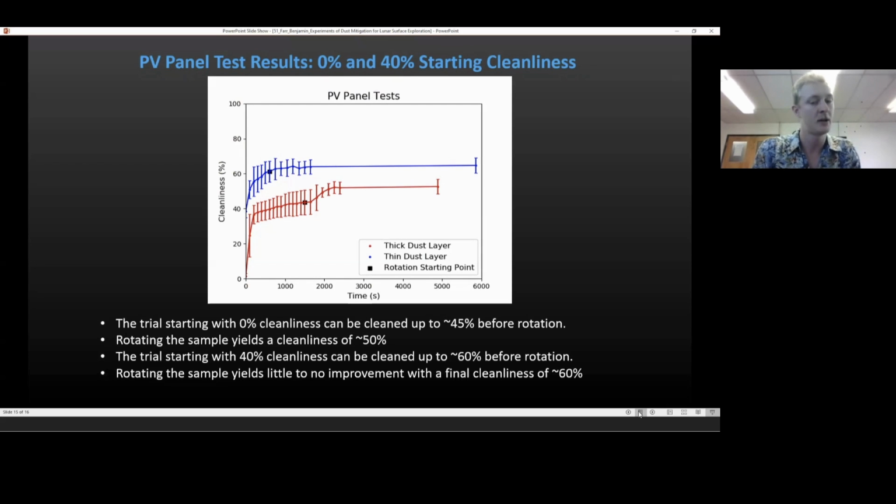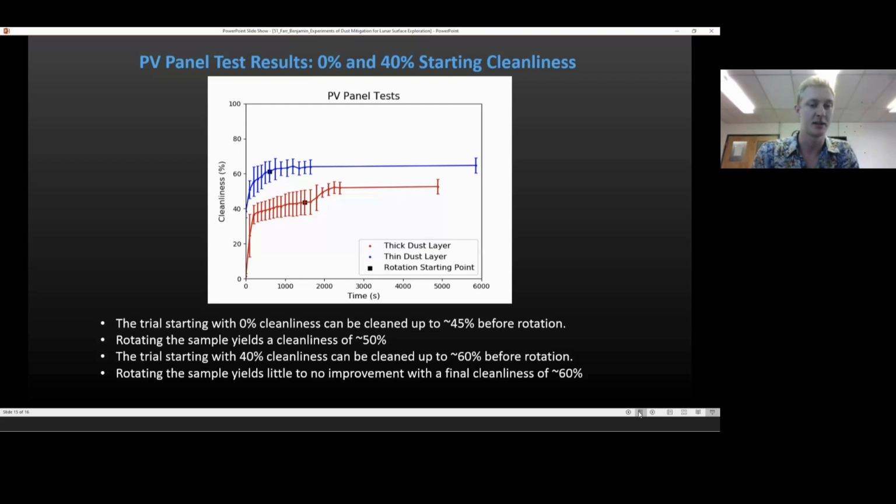And then the solar panel was a little bit more troublesome. We found it to be very, very sticky. So for the thick dust layer, we saw that before the rotation, we got to about 42%, and then the rotation bumped us up to about 50% cleanliness. So really not that great. We're still working on that.